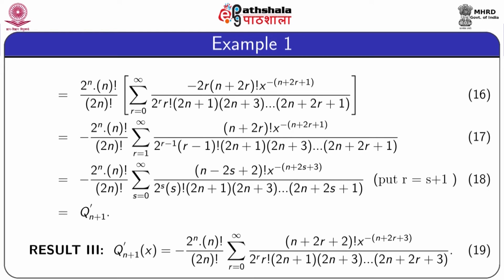We then replace r by s plus 1 and we obtain equation number 18, which is nothing but the expression of q dash n plus 1, which is derived in result number 3. And this completes the proof for example 1.